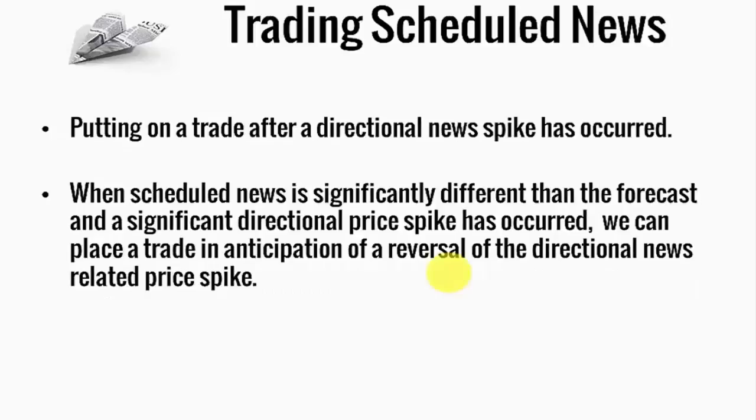The third option for putting a trade on to take advantage of the news is to put the trade on after a directional news spike has occurred. And this is by far the easiest and the safest. So when the scheduled news is significantly different from the forecast and a significant directional spike has occurred, we can place a trade in anticipation of the reversal of that directional news-related price spike. And that's how we would do it.